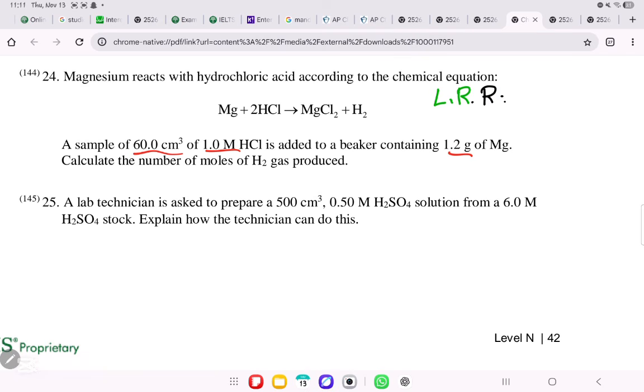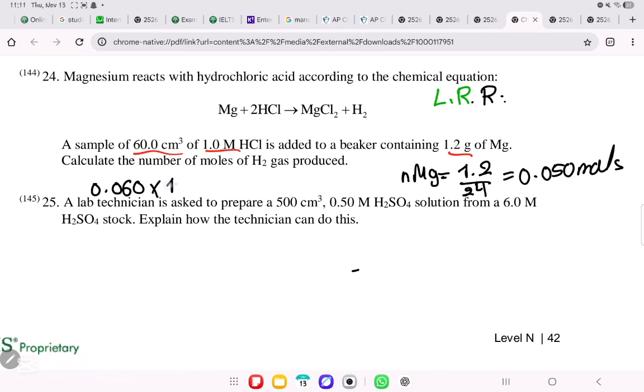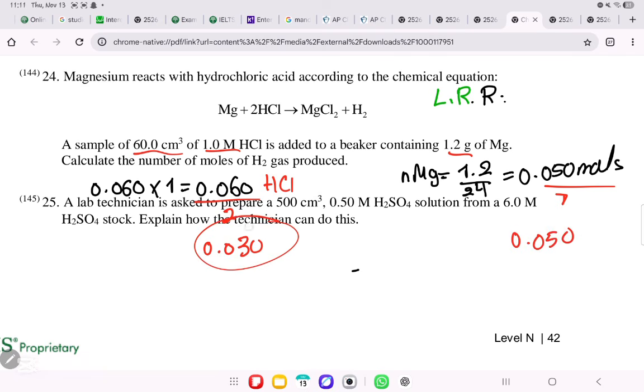Okay, so we can do that by finding the limiting reagent ratio. So we start with the number of moles of Mg. Number of moles of Mg is 1.2 over 24, right? So that's 0.050 moles. And then here, it's 0.060 times 1, which is 0.060. Of course, this is for HCl, this is for Mg. Now what do we do? Of course, we need to divide by the coefficient. So divide by 1, divide by 2. This is 0.030, 0.050. This is smaller. This is my limiting reagent ratio.